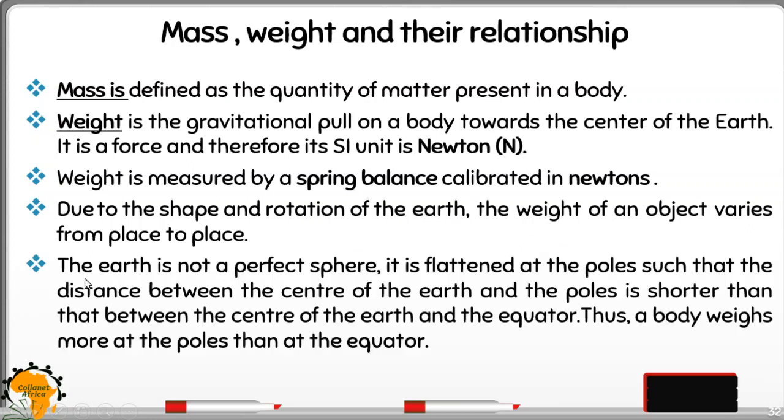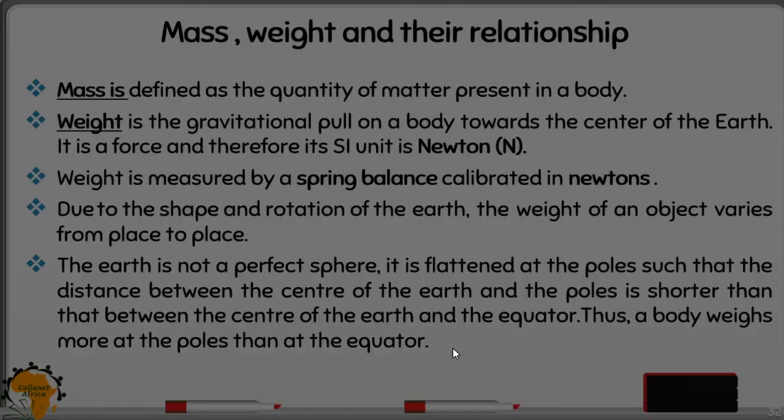Then we are saying that the earth is not a perfect sphere. And as you are going to see, or when you are studying geography, you find that it is flattened at the poles. And therefore you will find that the distance between the center of the earth and the pole is shorter than the distance between the center of the earth and the equator. And therefore a body will weigh more at the poles than at the equator.